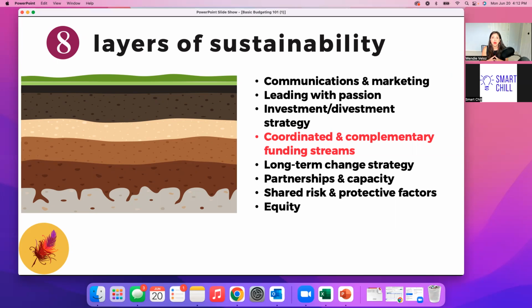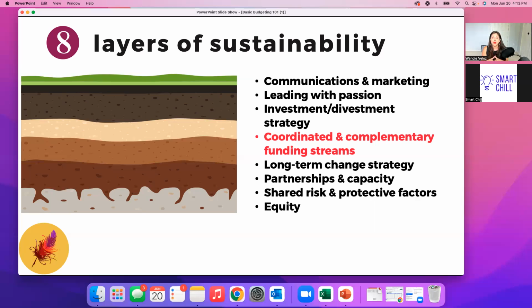And then if we're thinking about the root causes of our work and how we can address risk and protective factors, we can often put our money towards things like prevention that are a little bit more cost effective in the long run. And the last thing I wanted to mention is equity, always thinking about how do we use our funding to promote equity and to make equitable access to services and products.